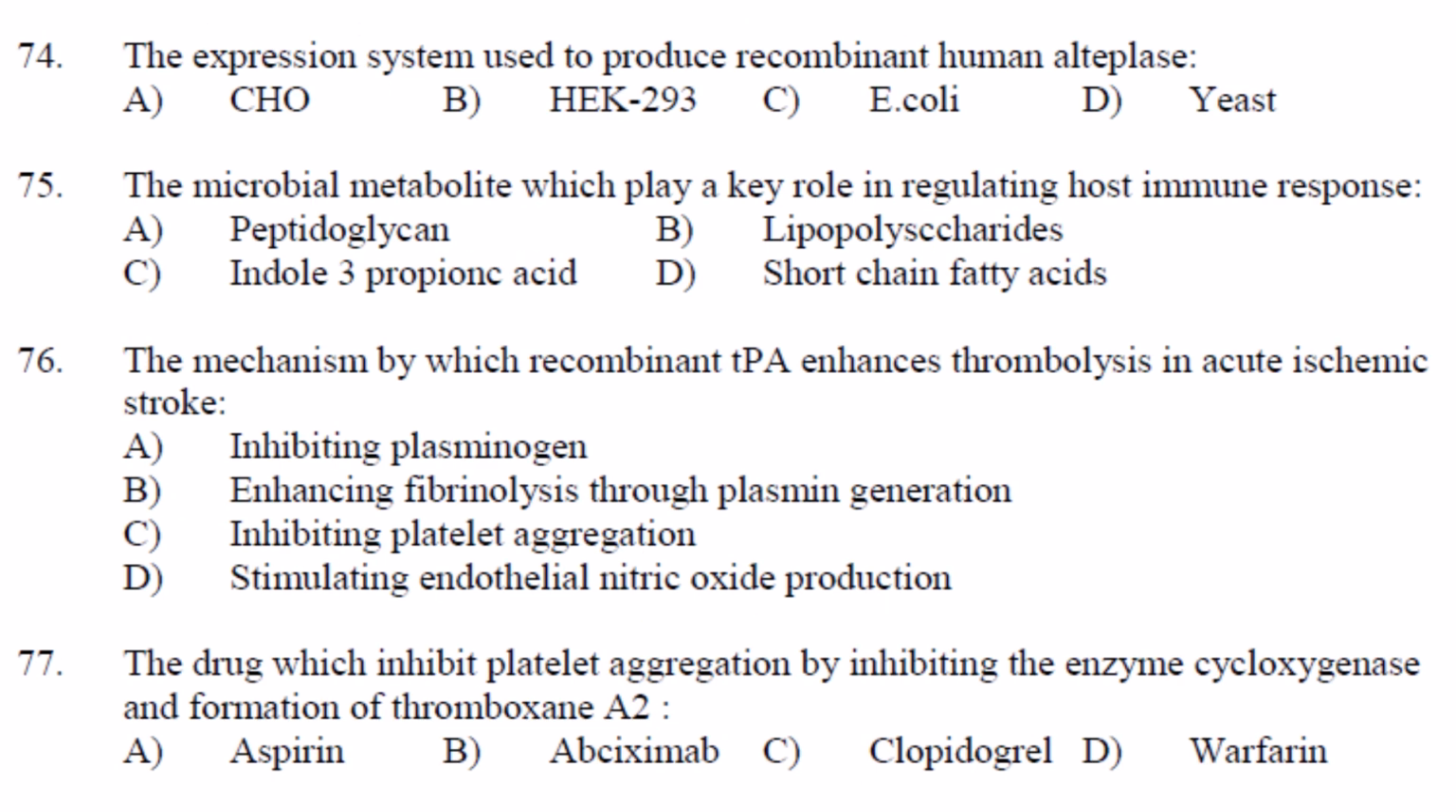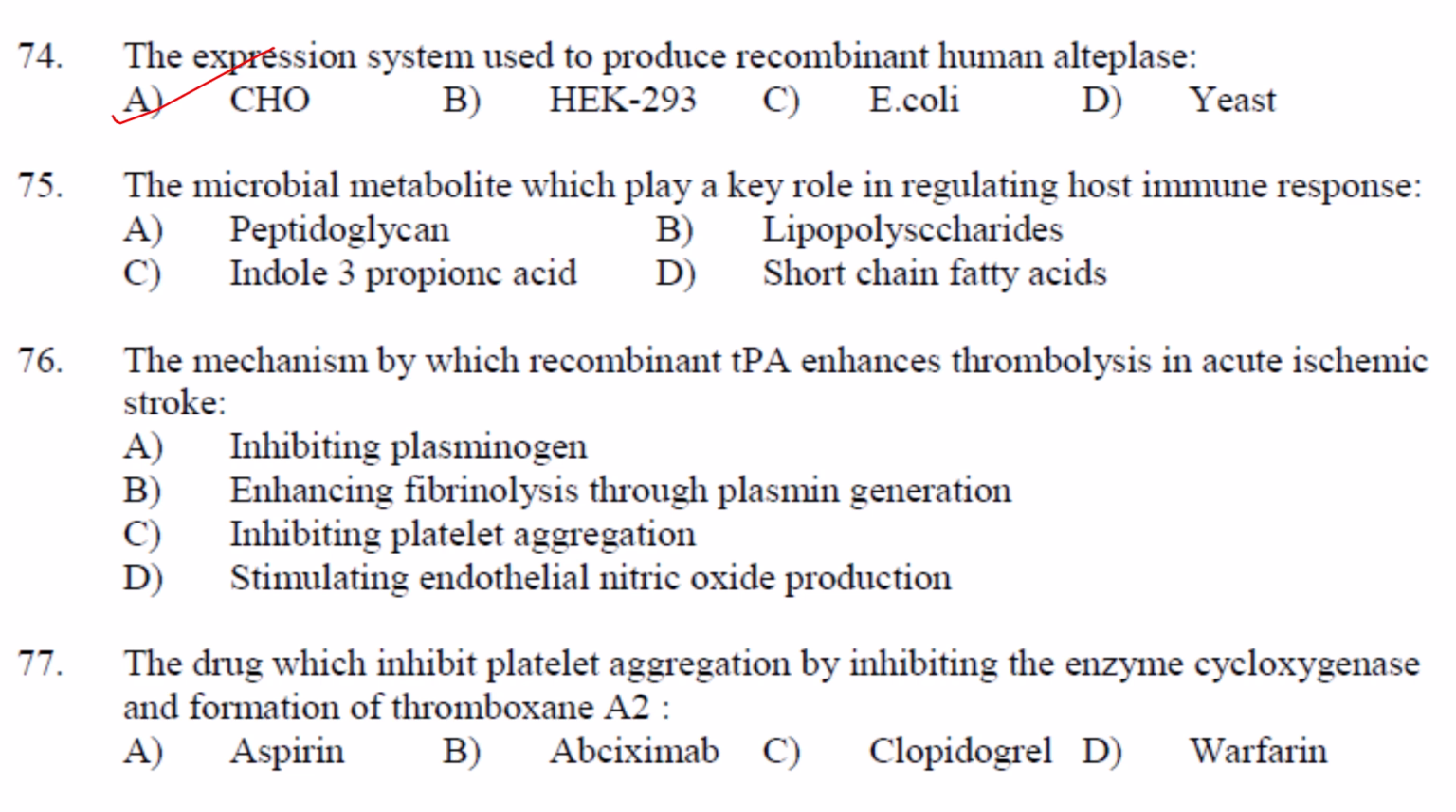Then, the expression system used to produce recombinant human alteplase. Alteplase is a recombinant protein used in the treatment of strokes, to break down blood clots. It works by conversion of plasminogen to plasmin. So the expression system used to produce this recombinant human alteplase is CHO, that is Chinese hamster ovary cells.